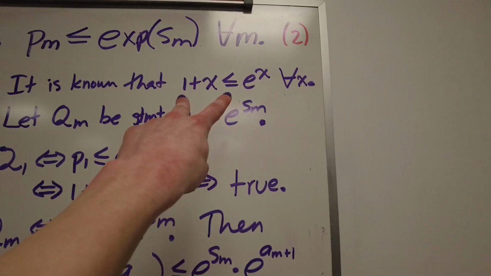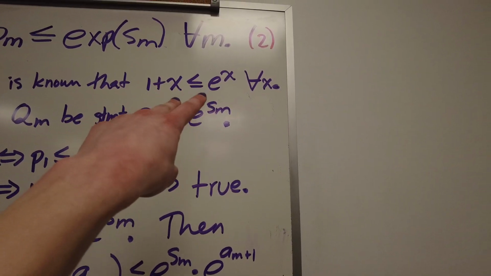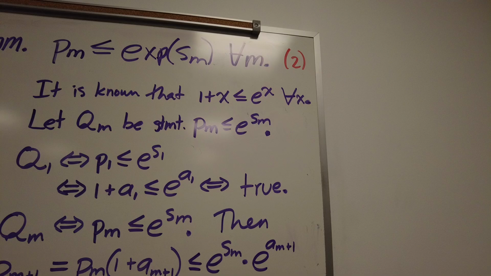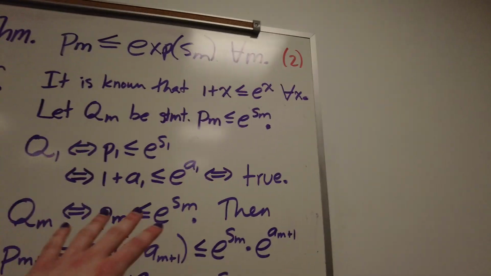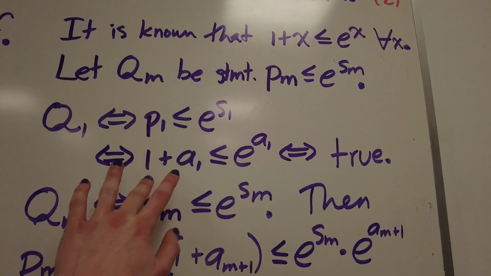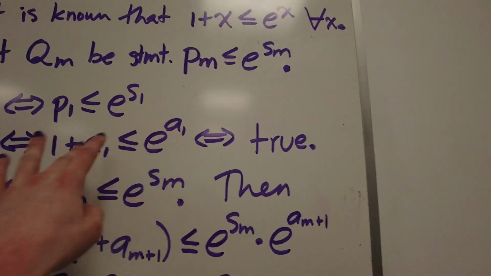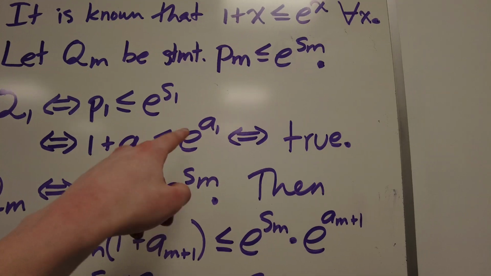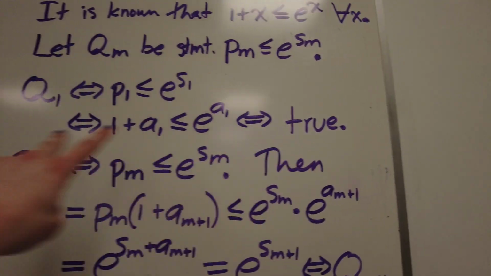Let's bound them. I am going to bound Pm under e to the Sm. So it's a known result that 1 plus x is less than or equal to e to the x. We're going to use this fact. We're going to use induction again. So first of all, the base case. P1 is the first factor. S1 is the first term. 1 plus something is less than or equal to e to the something. Well, that's the known fact that we have. So this is a true statement.